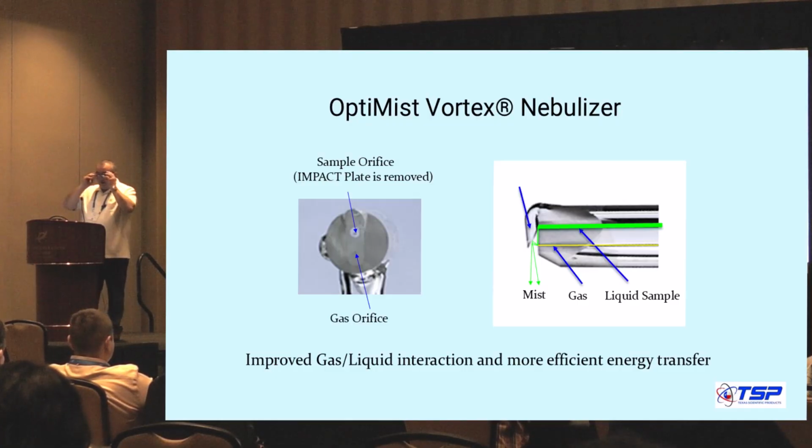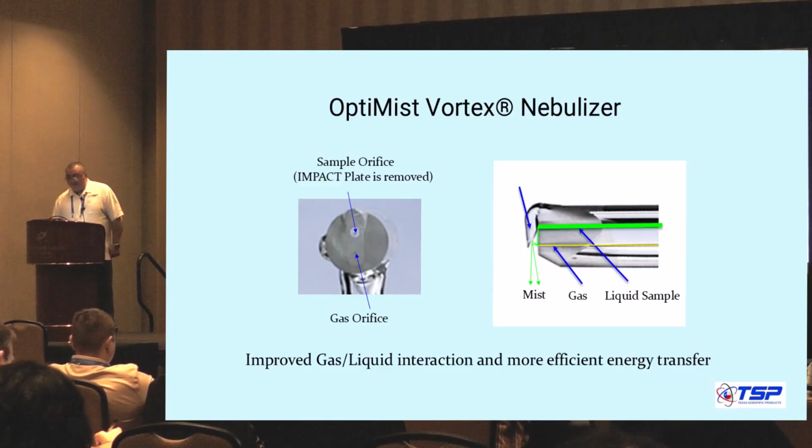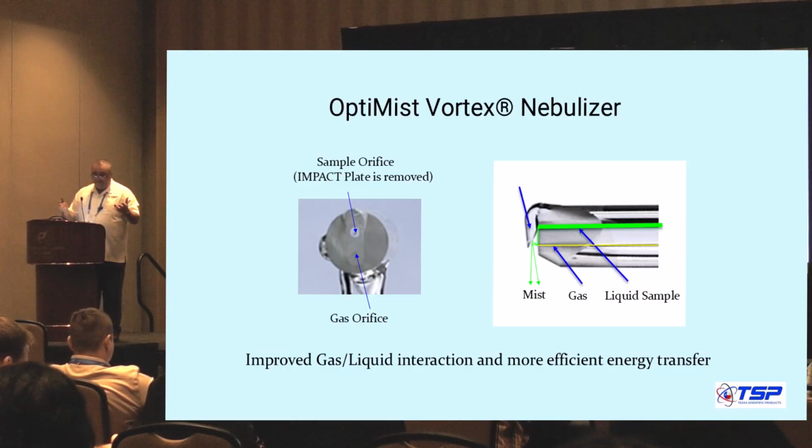You can see here, it is a very interesting geometry. It is also a dual channel. It's separated, but it has an impact plate. So when the sample goes in, it creates the mist initially, exactly the same way as in our Optimist Excel or Optimist Ultimate nebulizer. And then it meets this impact plate, so it hits it. And then the mist is getting dispersed into finer particles, and this is how you get the efficiency.